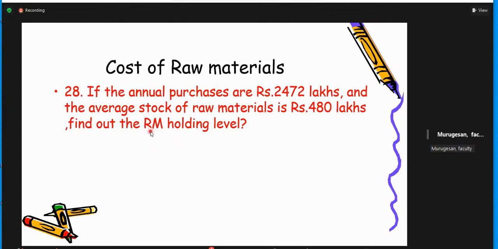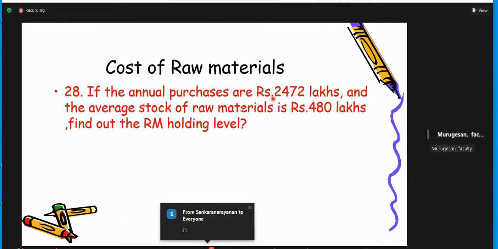Now find out the RM holding level. Holding level means RM cycle. How many months of raw material? Earlier, the question was the working capital needed to keep 2 months of stock. Now, the stock of raw material is 480. Now they are asking this 480 amounts to how many months? Holding level means how many months? Now the formula will be a little different.